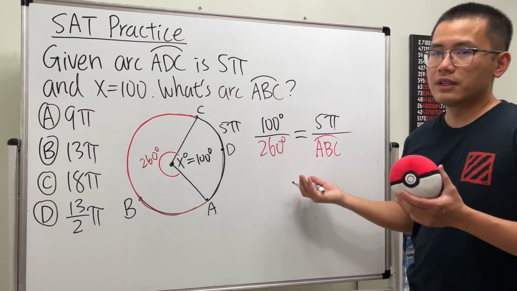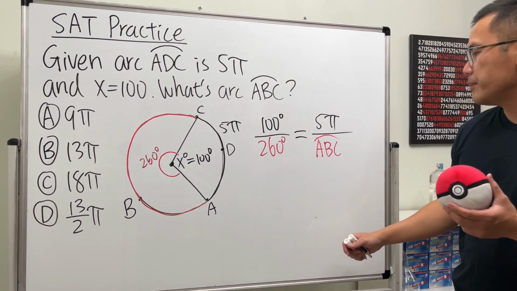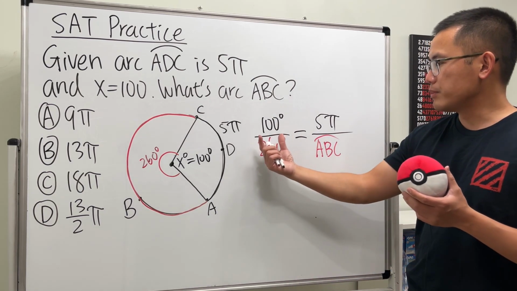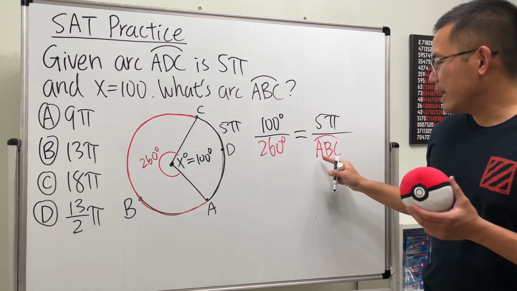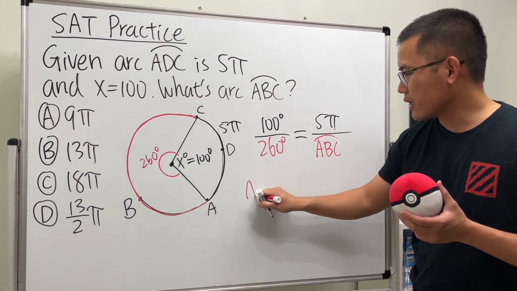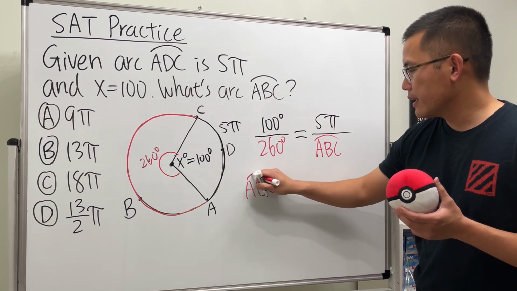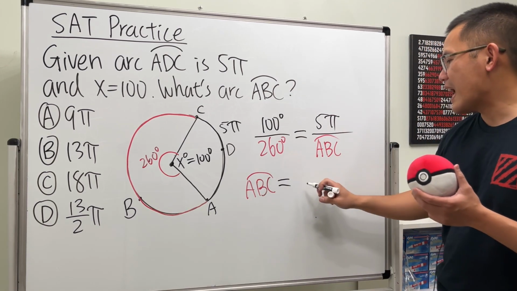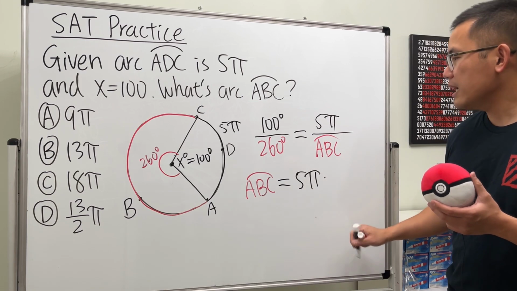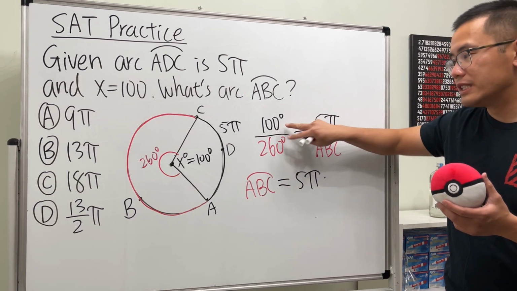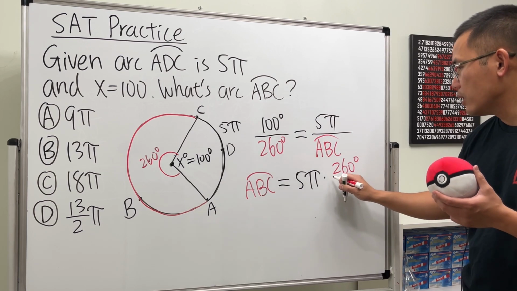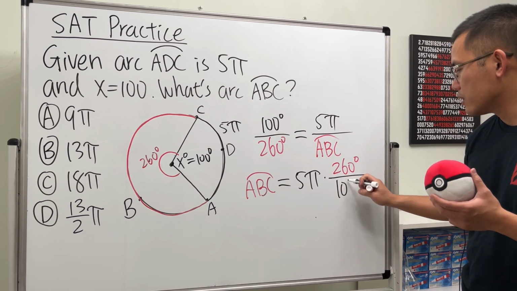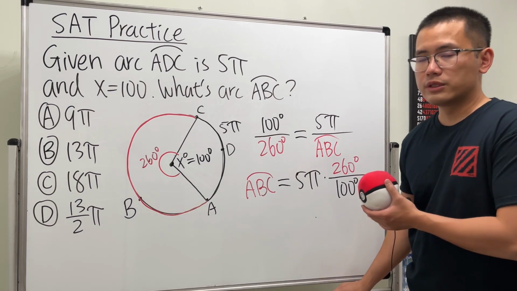And now we just have to solve this equation. That's it. And the way that I'm going to do it is I'm going to multiply the reciprocal on both sides. So we get this right here, which is arc ABC, and that will be equal to 5 pi times, when we multiply the reciprocal, this right here will be on the top. So 260 degrees over 100 degrees. And now we just have to work this out.